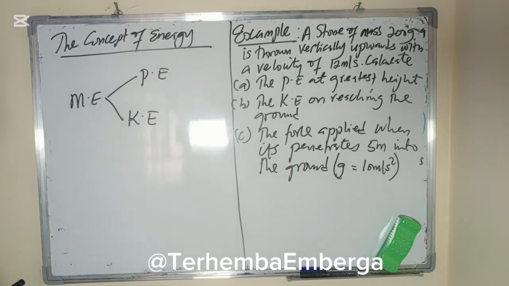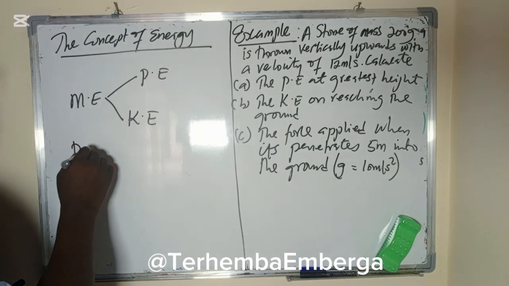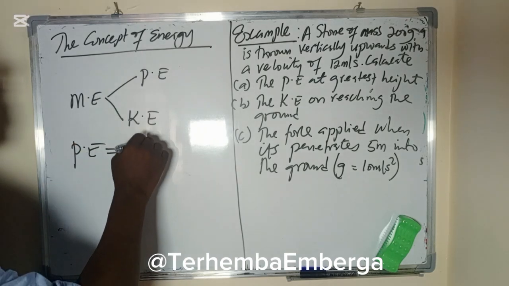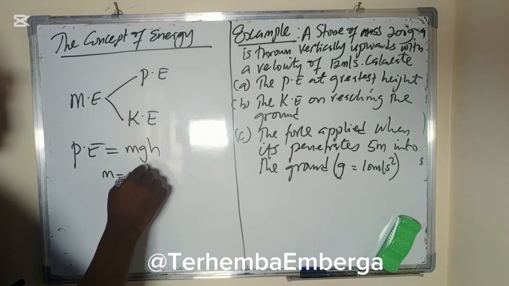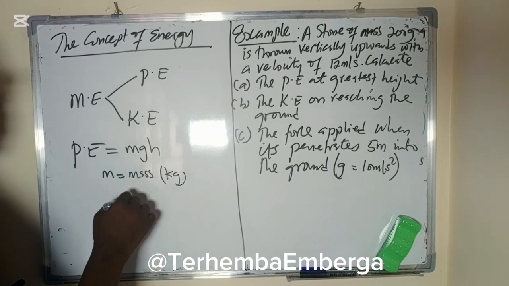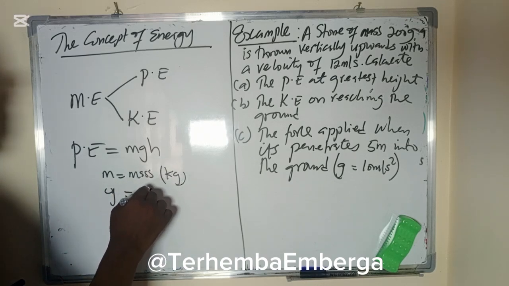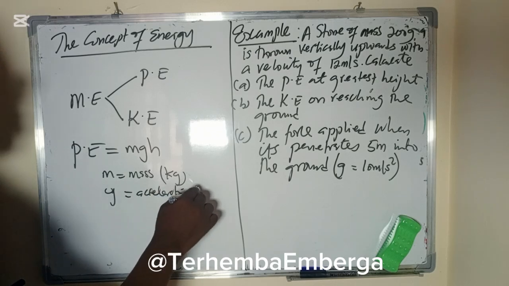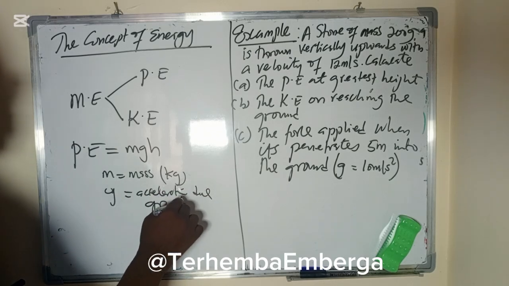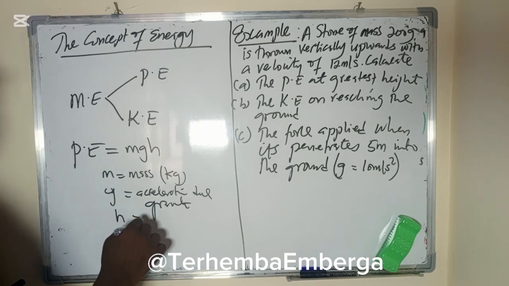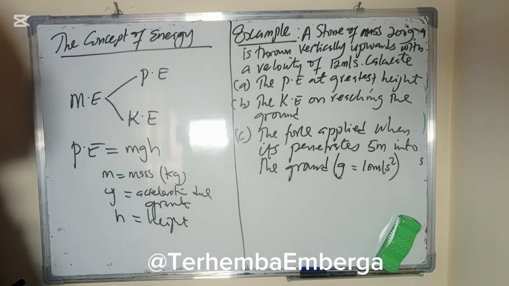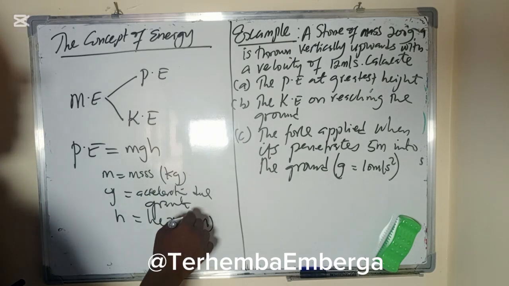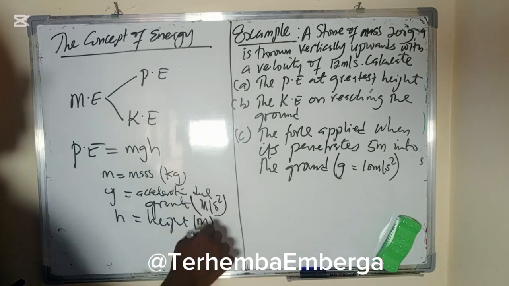So we have a problem here to solve. But before then, we know that potential energy is given as mgh, where m is the mass in kilogram, g is the acceleration due to gravity, which is always a constant, and h is the height, or could be vertical distance, and it's always in meters. This acceleration due to gravity is in meters per second square.